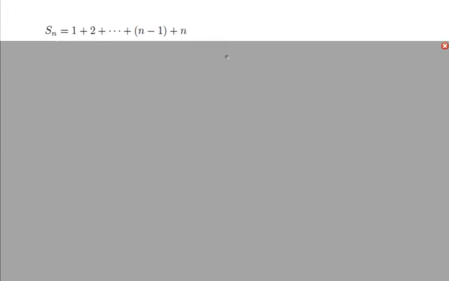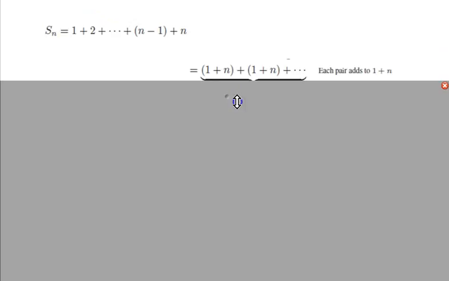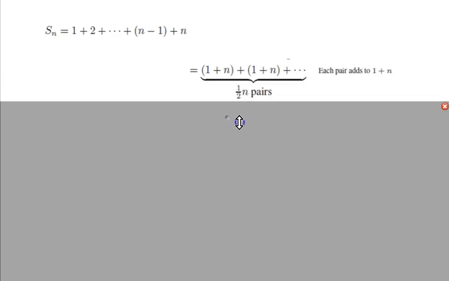So first, let's consider that S sub n represents the sum of the numbers from 1 to n. And it looks very much something like this. And that if we were to add these numbers, we end up with a bunch of combinations of 1 and n. Why do you say that?